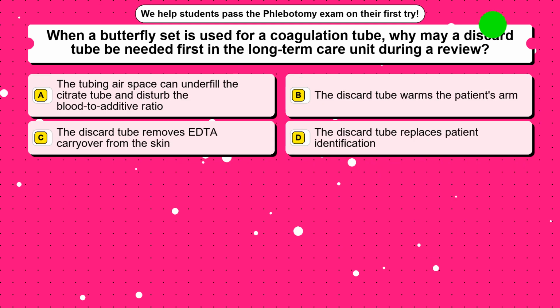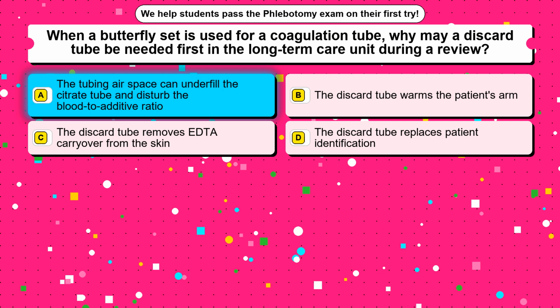Question 29. When a butterfly set is used for a coagulation tube, why may a discard tube be needed first in the long-term care unit during a review? Option A. The tubing airspace can underfill the citrate tube and disturb the blood to additive ratio. Option B. The discard tube warms the patient's arm. Option C. The discard tube removes EDTA carryover from the skin. Option D. The discard tube replaces patient identification.